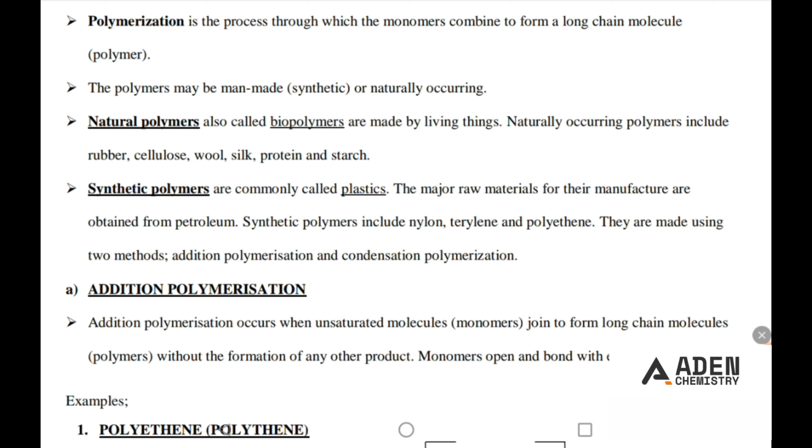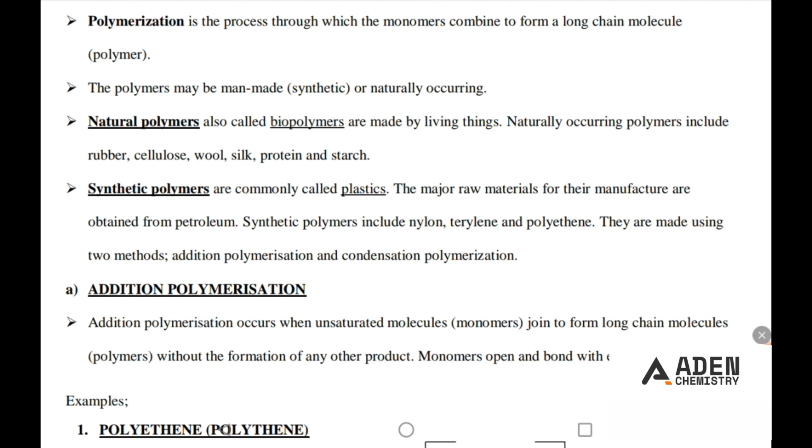Next, what are some examples of synthetic polymers? They include nylon, terylene or dacron, and polyethene. They are made using 2 methods, that is addition polymerization and condensation polymerization. So let's start with part A, addition polymerization.